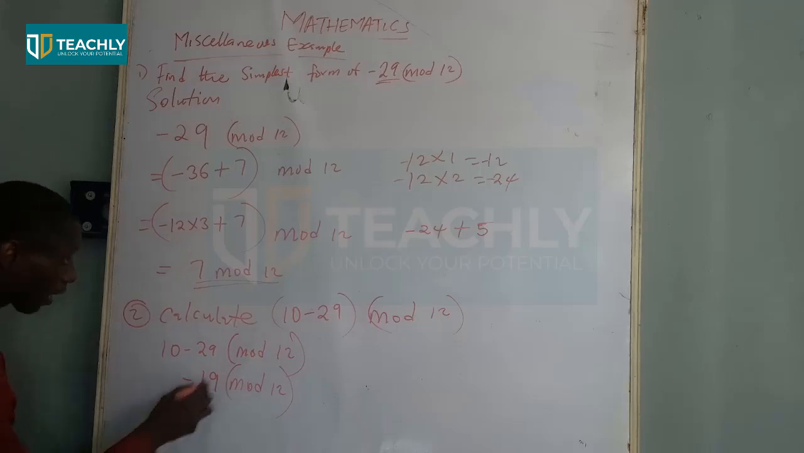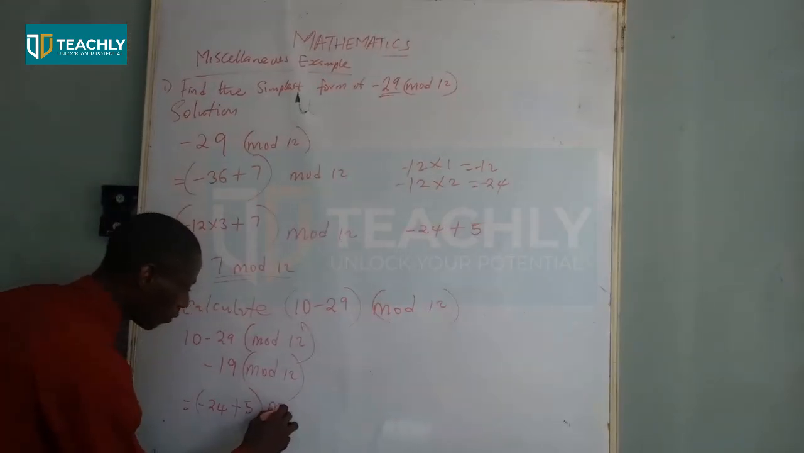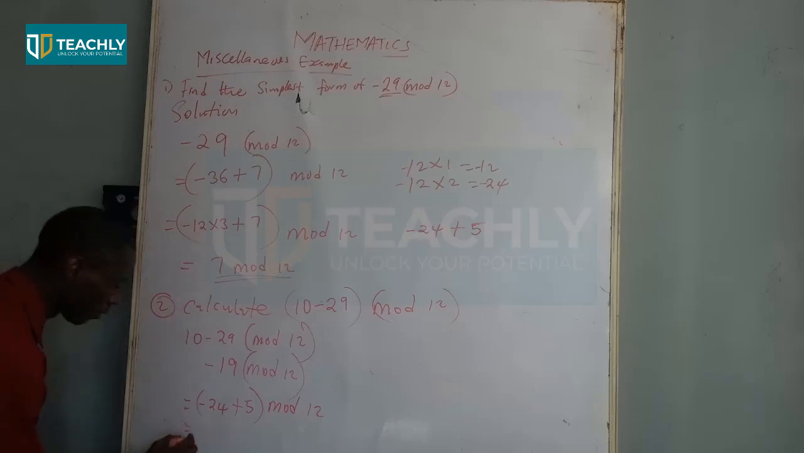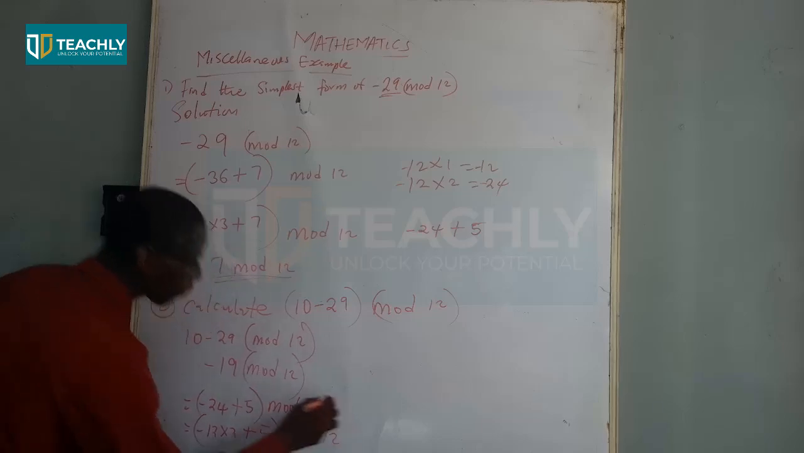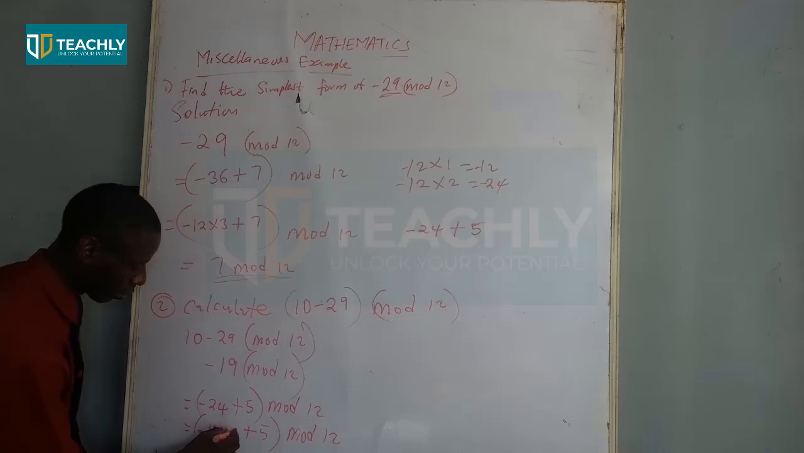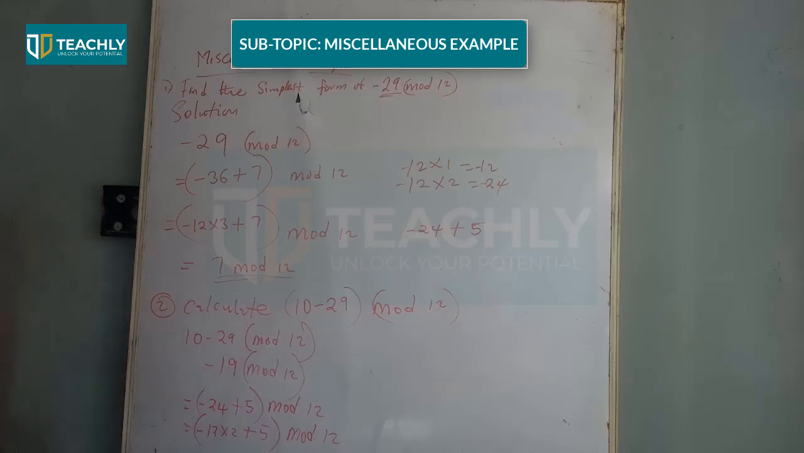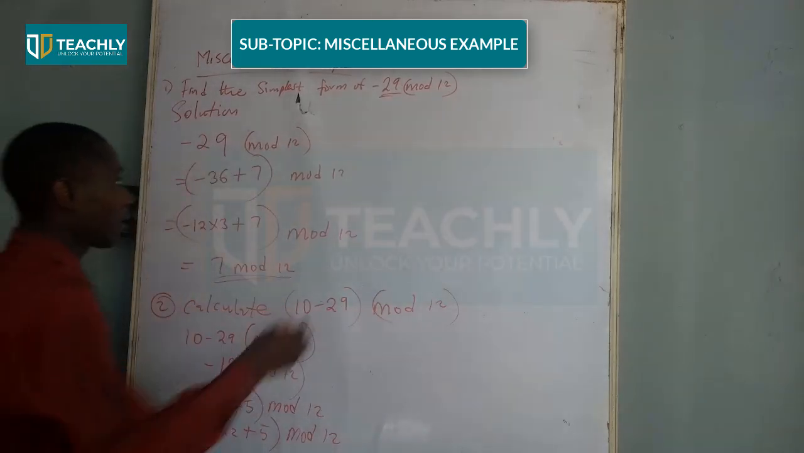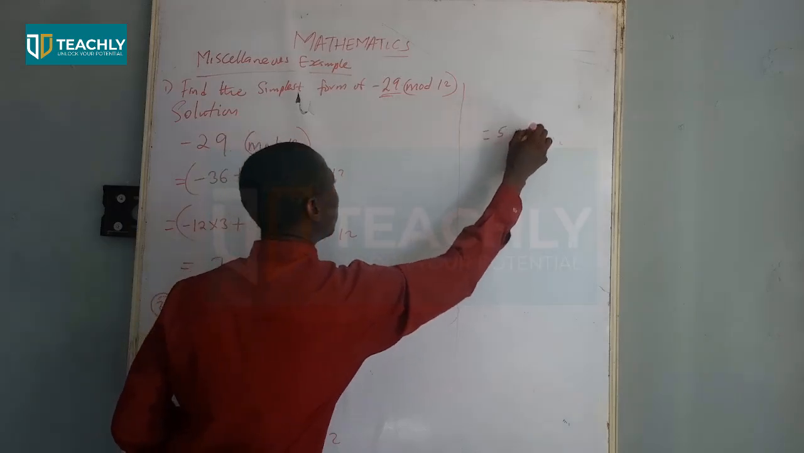So you can express this as minus 24 plus 5 in modulo 12. Therefore, you can express this as minus 12 times 2 plus 5 in modulo 12, because minus 12 times 2 is equal to minus 24, and minus 24 plus 5 is equal to minus 19. So our final answer, our remainder, is 5. So it's going to be 5 modulo 12.